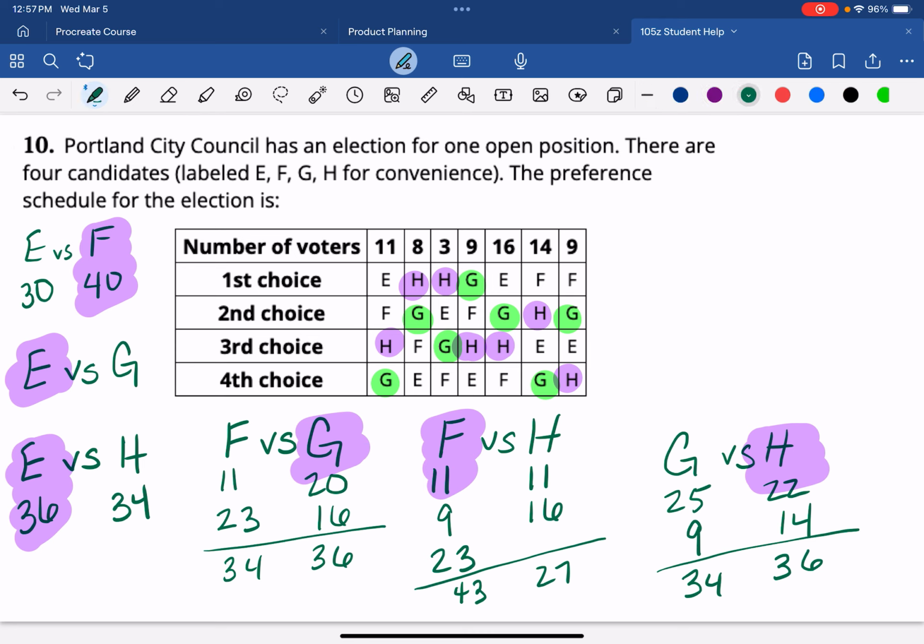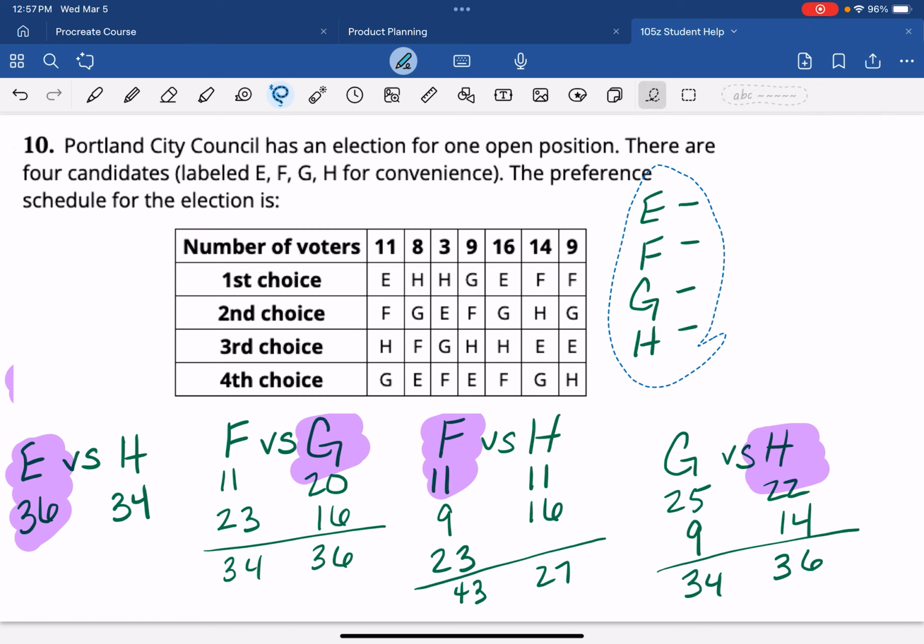Now, I've gone through and done all the comparisons. There are no ties, and so I don't need to worry about awarding half points, but I do need to go in and actually award the individual points based on who won which comparison, so that I know who the winner of the actual overall thing would be.